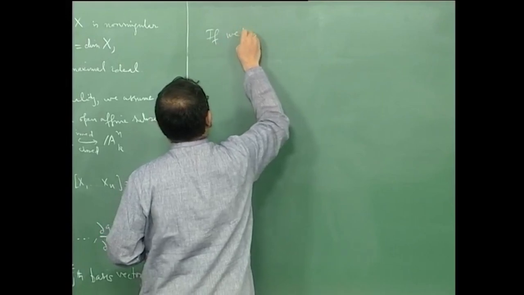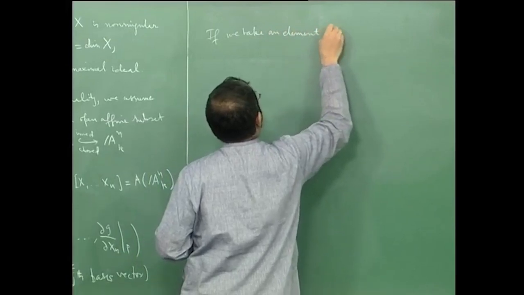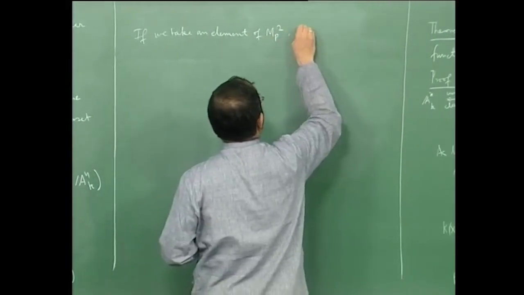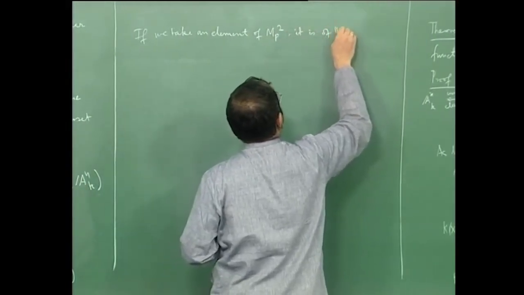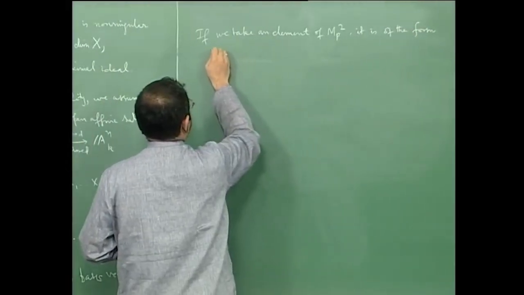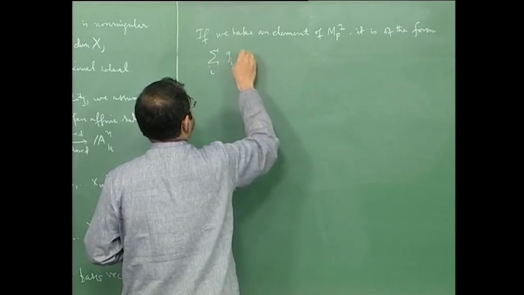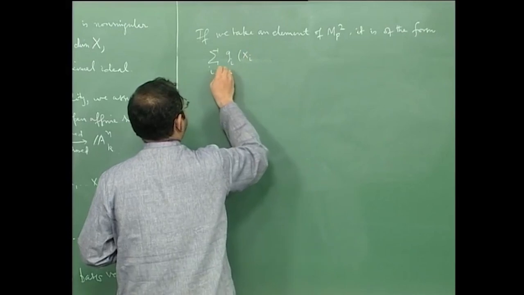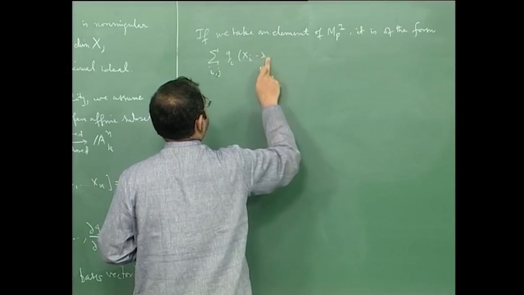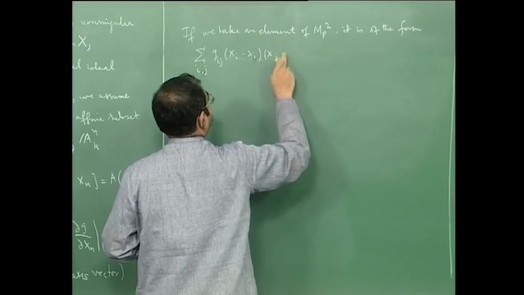So if we take an element of mp squared, then it is of the form sigma gi times xi. In fact I can put i, j: I put g_ij times (xi minus lambda i) times (xj minus lambda j).